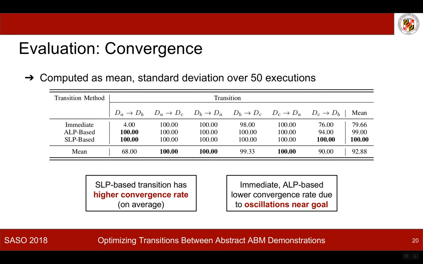When evaluating for convergence, using a similar method of mean and standard deviation over 50 executions, we found that the immediate and ALP-based transitions did not have a guaranteed convergence. The SLP-based transition did, however, have a guaranteed convergence. This is because, as mentioned before, the immediate and ALP-based transitions oscillate near the goal.